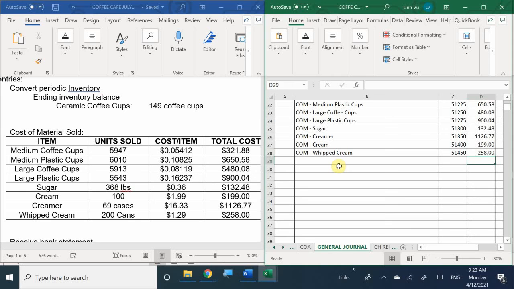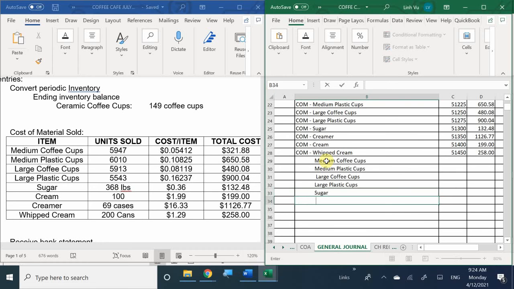Business supplies, okay? So good. List out every single business supply that we have. We have our medium coffee cups, we have medium plastic cups, we have large coffee cups, we have large plastic cups. We have sugar.